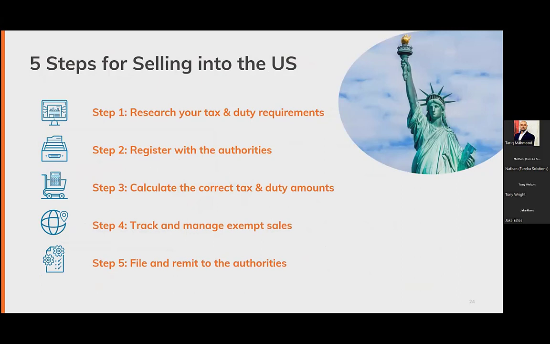And step 3, once you're registered, then you have an obligation to calculate the correct tax and duty amounts on the shipments, making sure whenever you make a sale into the state where you're registered, the correct amounts appear in the checkout or invoice or receipt or wherever else it needs to happen. Exempt sales need to be managed correctly. So if a transaction is exempt from tax, you need to make sure you have a copy of a valid exemption certificate for the transaction. And the final step, the relevant authorities expect returns to be filed and paid on time.